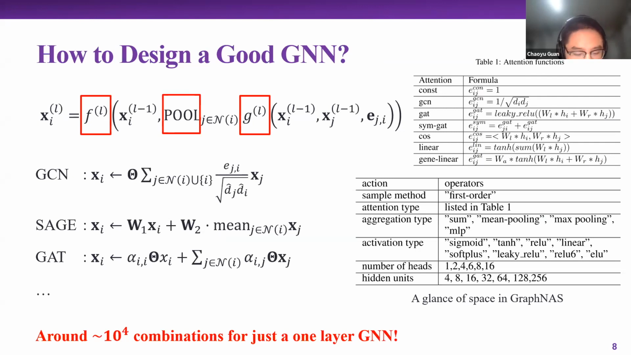However, the search space of the total possible architectures is very large. The table listed on the right of the slides shows some commonly used designs for the GNN model. This results in a combinatorial design space and leads to around tens of thousands of combinations for just a one-layer GNN, let alone GNNs with multiple layers, which are much more complex than a one-layer GNN.